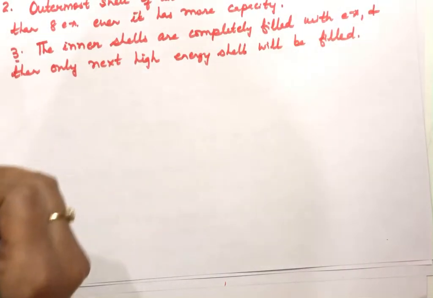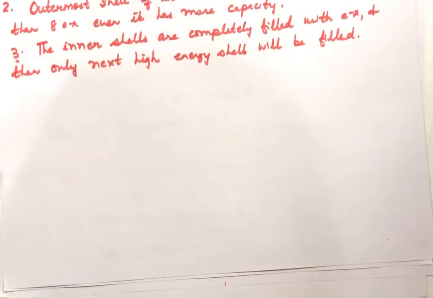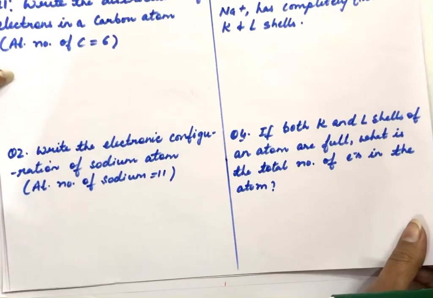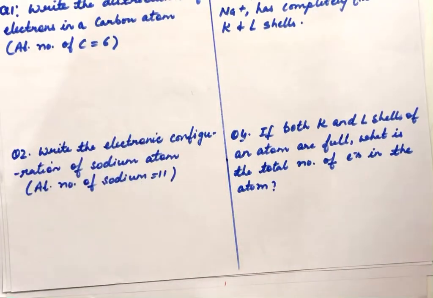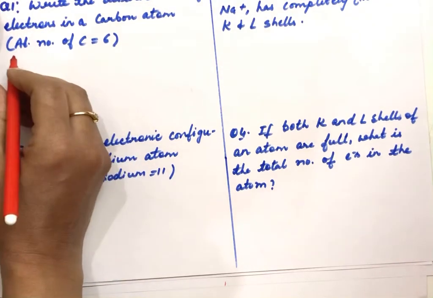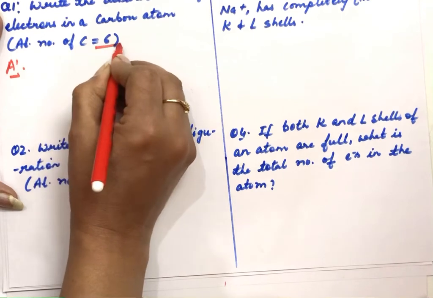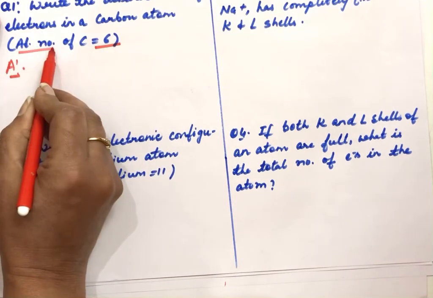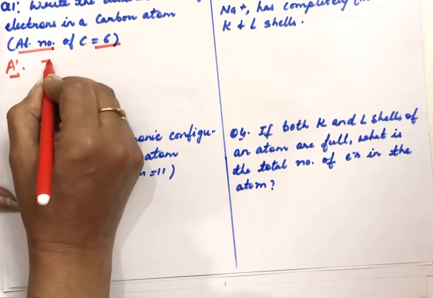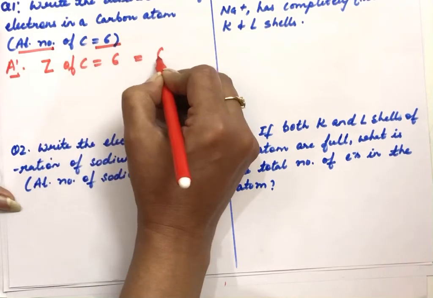For example, write the electrons in a carbon atom. This is a question. Write the electrons in a carbon atom, atomic number is 6. So from this, how can we write? The answer is, because atomic number is always equal to the number of protons and the number of electrons in a neutral atom, that means if the atomic number of carbon is 6, there are 6 electrons.